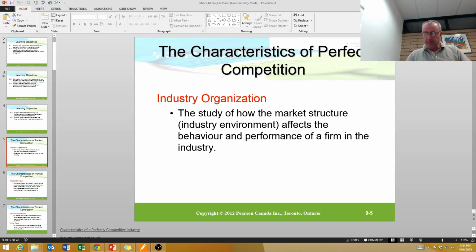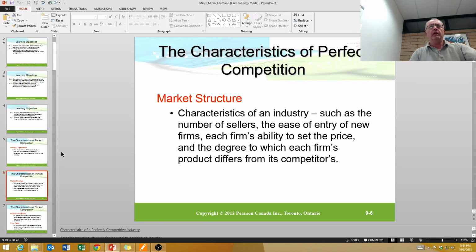Okay, so first section here, characteristics of perfect competition. So when we speak about industry organization, we're talking about the industry environment or the market structure that affects the behavior of the firm and its financial performance. And when we talk about market structure, we have these six variables that we can use to describe an industry. We can look at the number of firms in the industry, the number of vendors, the number of producers, how easy it is for companies to enter the industry or to exit the industry.